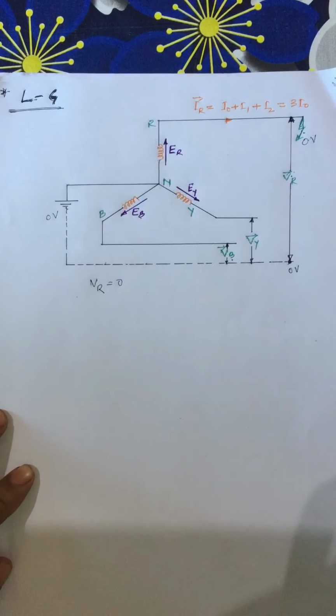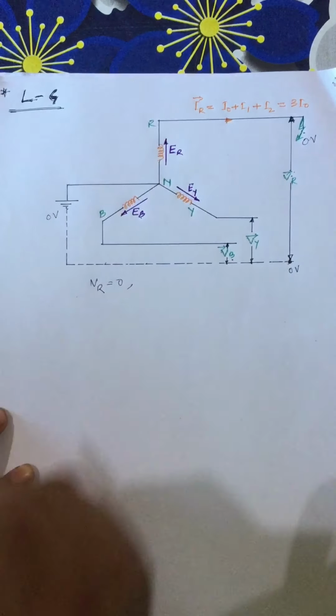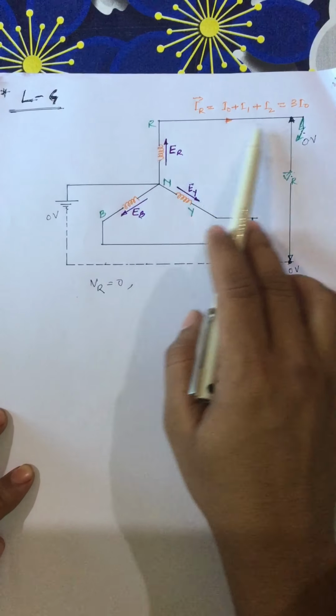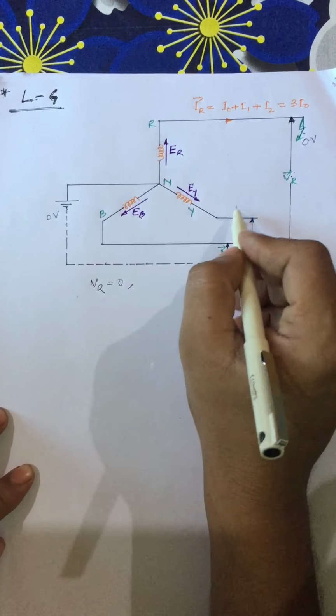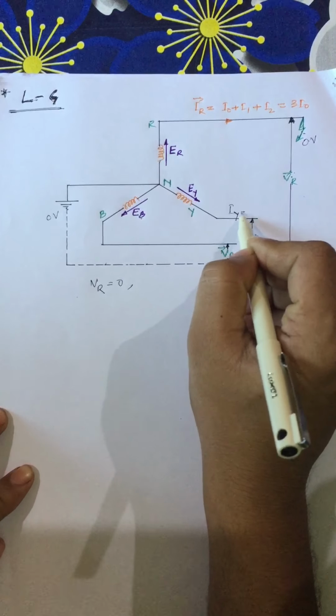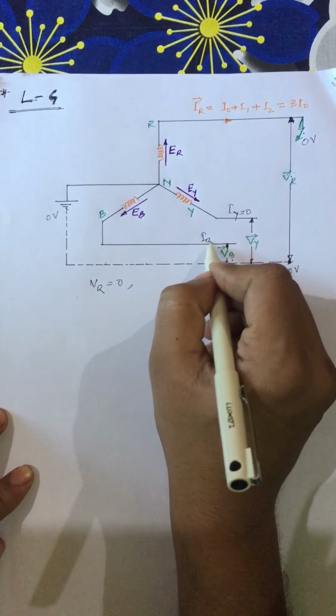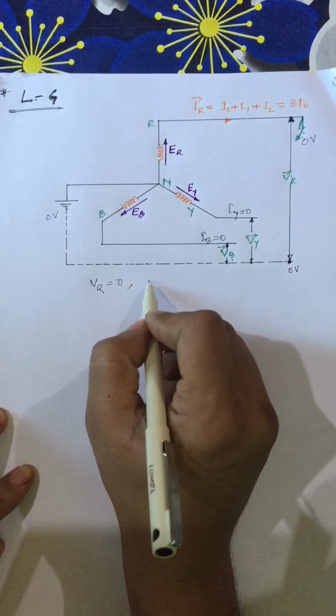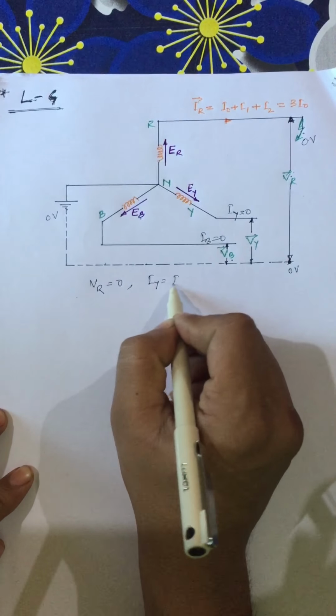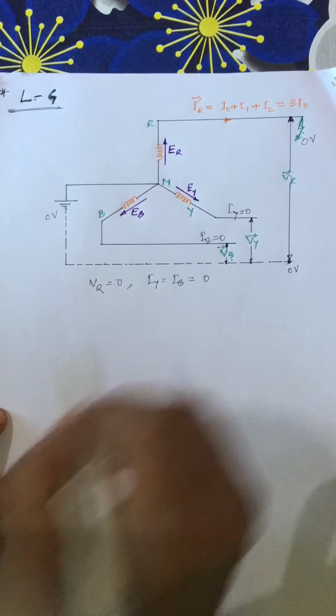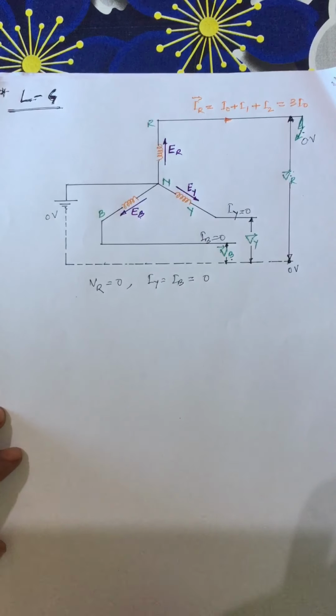VR will be 0. Again, by assumption that we have a fault in the R phase, we consider IY equal to 0 and IB equal to 0, meaning IY equals IB equals 0.